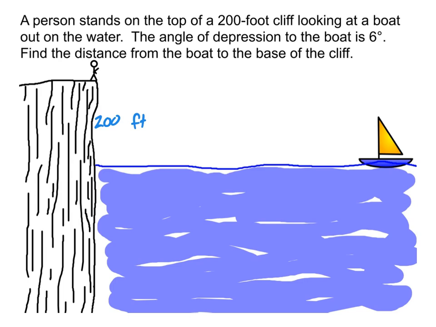And then we also have an angle of depression to the boat. Now remember, the angle of depression is measured from the horizontal. So the very first thing I'd want to do is actually draw in this dotted line from where our person is looking to represent that horizontal. And the angle of depression then is formed when we look from there down to the boat. And so this would be our angle of depression at 6 degrees. That's kind of that critical piece that we're looking for.